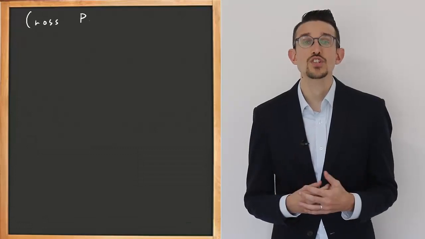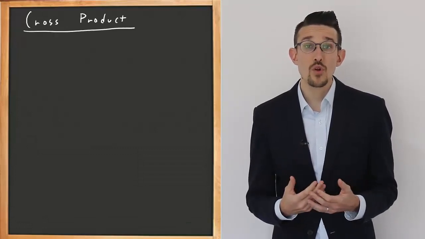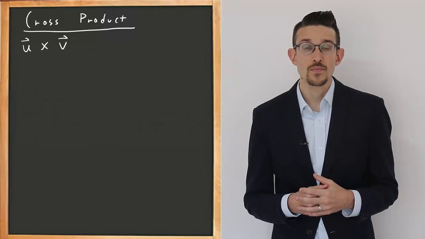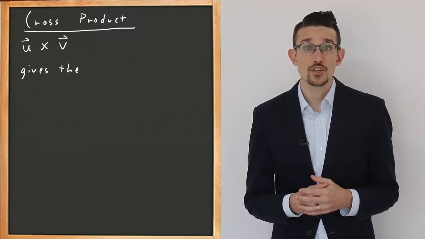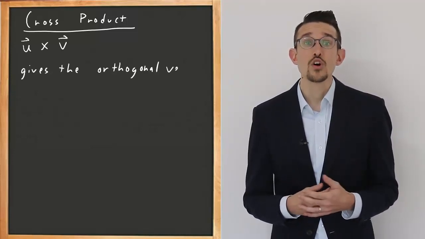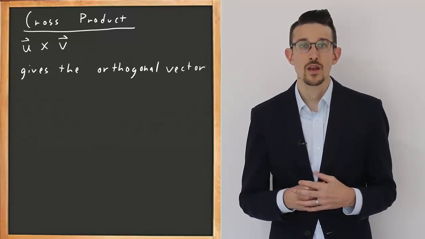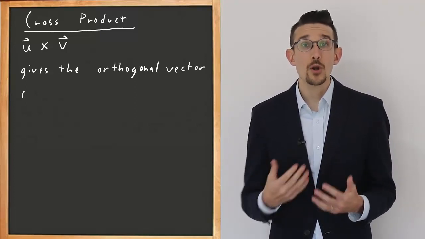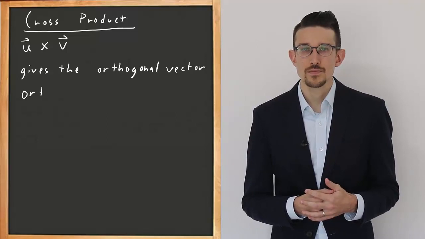Unlike the dot product, which is a scalar quantity, the cross product gives a vector quantity. This vector has one important feature in that it is orthogonal to both of the given vectors. Orthogonal is essentially perpendicular in 3 dimensions.